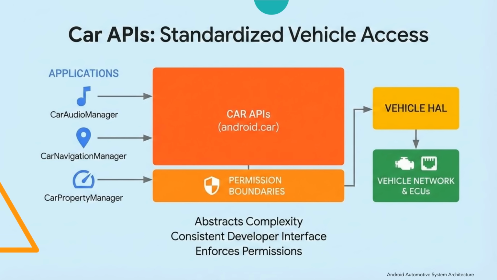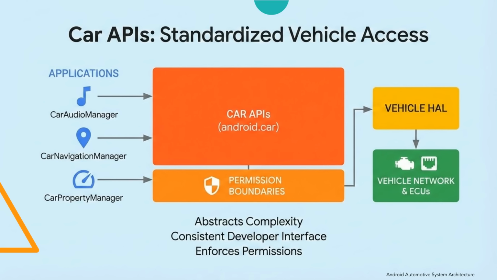Car APIs represent the official interface provided by Android Automotive to access vehicle functionality. Instead of exposing raw vehicle signals, Android provides structured APIs such as Car Property Manager, Car Audio Manager, and Car Navigation Manager. These APIs are part of the android.car package and are designed to abstract complexity of vehicle communication. For example, if an application wants to read vehicle speed, it does not interact with CAN messages. Instead, it requests a property through Car Property Manager.